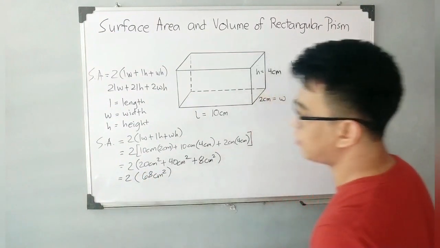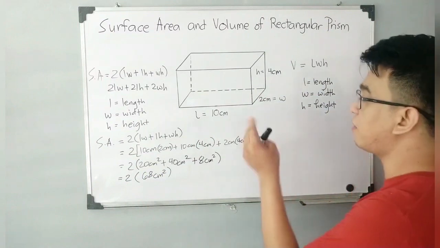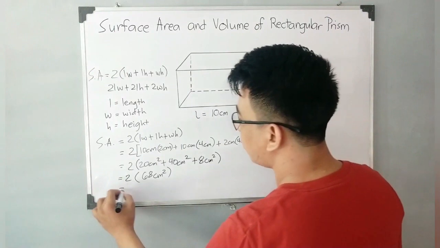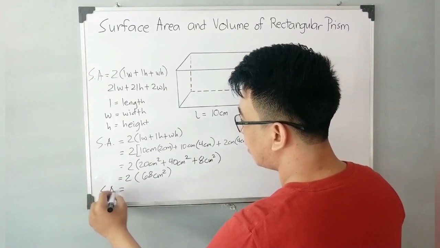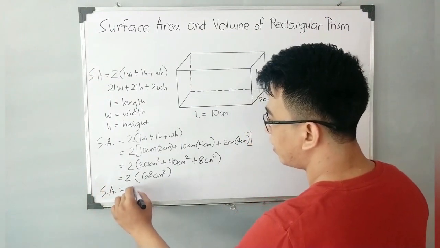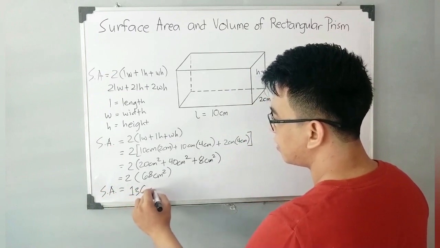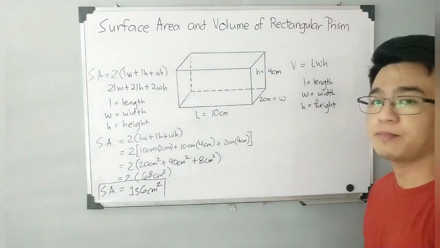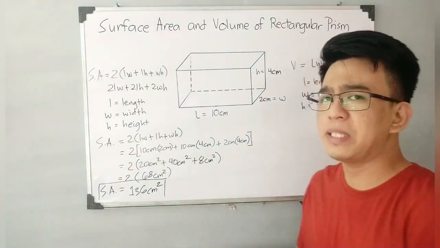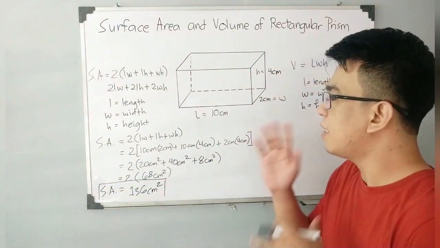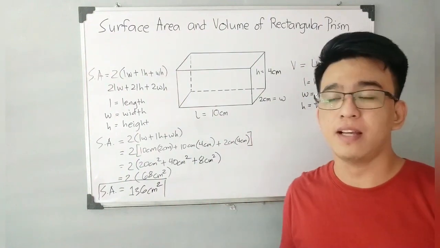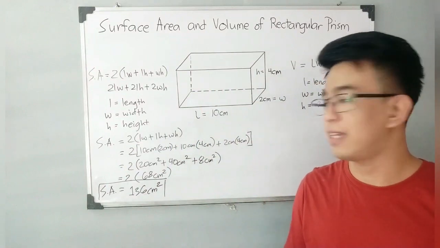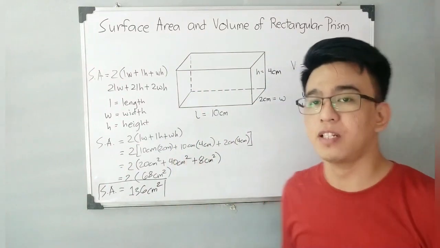And to finalize your answer for the surface area of this given rectangular prism, simply multiply 2 by 68, and that will give you the surface area of 136 centimeters squared. This is the correct answer for item number 1. So, anong ibig sabihin nito? Ang ibig sabihin nito is that the sum of the area of all the faces of this prism is equivalent to 136 centimeters squared. That's it for the surface area.